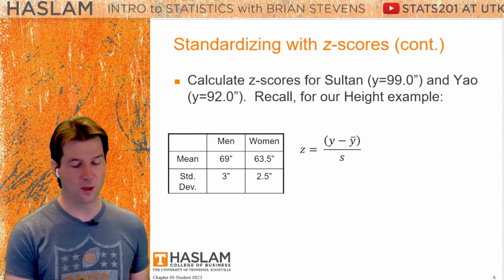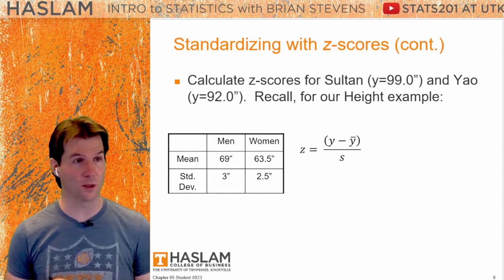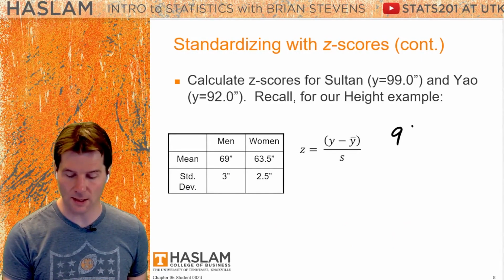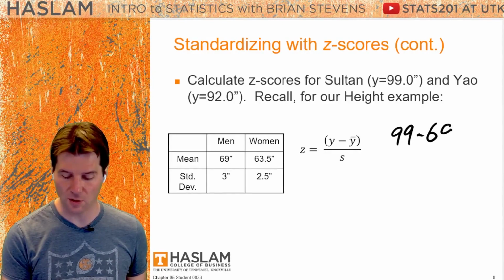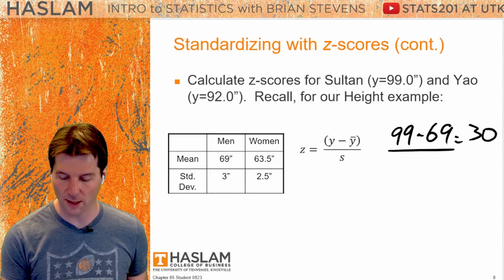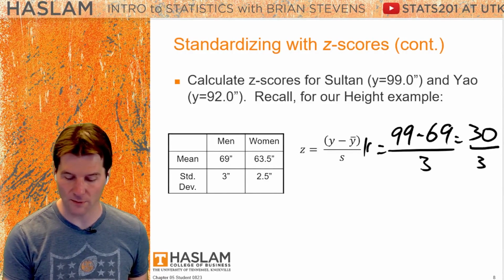So we have the formula right here, and we're going to figure out who is more unusual in terms of z-score. Let's go ahead and plug in Sultan's height and the mean for his distribution, which is 69. That means he is 30 inches taller than average. We divide by 3, we get a z-score of 10.